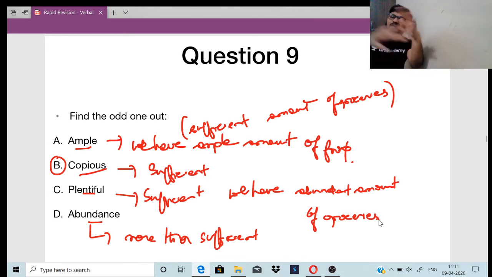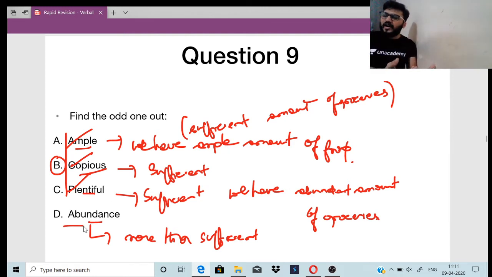Shah Rukh Khan has abundant amount of fans. Sabse bade uske fans hai. That means he has lots of fans. You guys got the point here? Ample, copious and plentiful, these three mean just sufficient, which is needed. Abundant means more than needed. Agar khatam bhi ho gaya, toh humare paas hai.